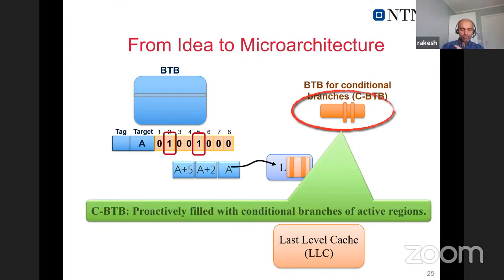And the CBTB can be very small because we only need to fill it with the branches within a couple of regions, and in theory with just one region. So whenever you enter a new region, we get all the cache blocks in that region, pre-decode them, and fill them into the BTB.